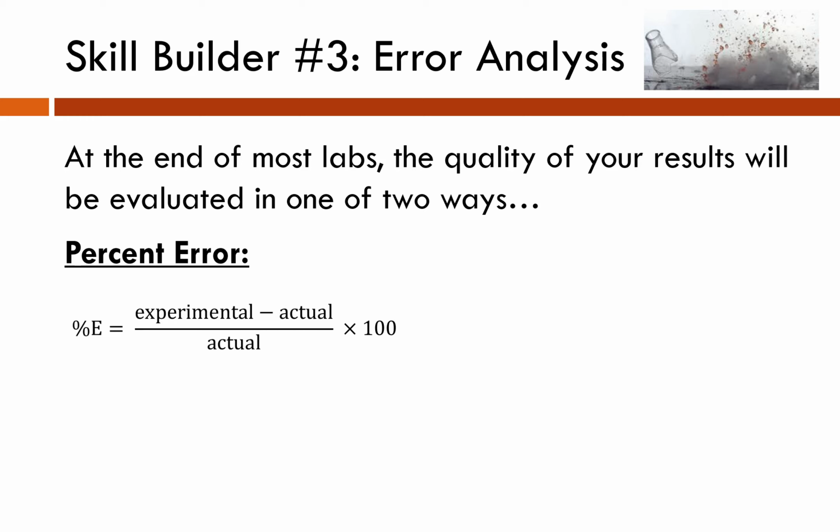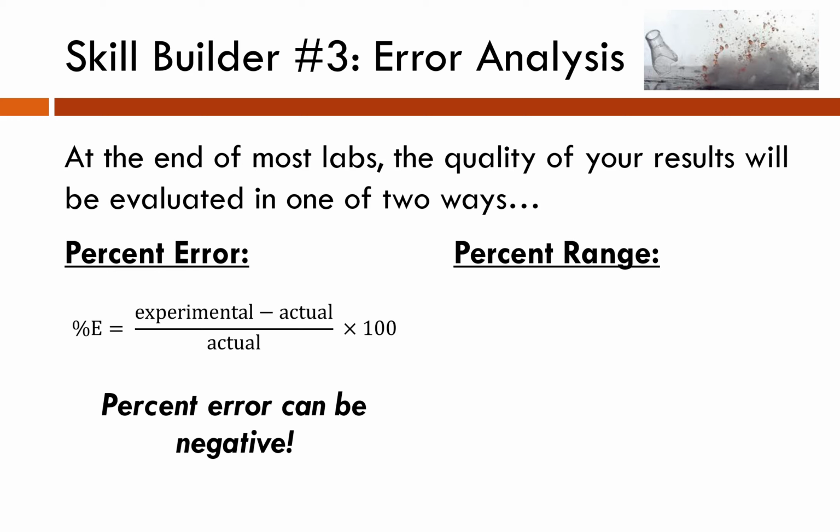Just to remind you, percent error is calculated by taking your experimental value, or your calculated or measured value, subtracting the actual value, dividing by the actual value, and then multiplying by 100. Please take note, there are no absolute value bars in this equation. Percent error can be negative. We'll talk about it a little bit later this video, but the sign of percent error proves to be really important while trying to figure out what happened or what went wrong during your experiments.